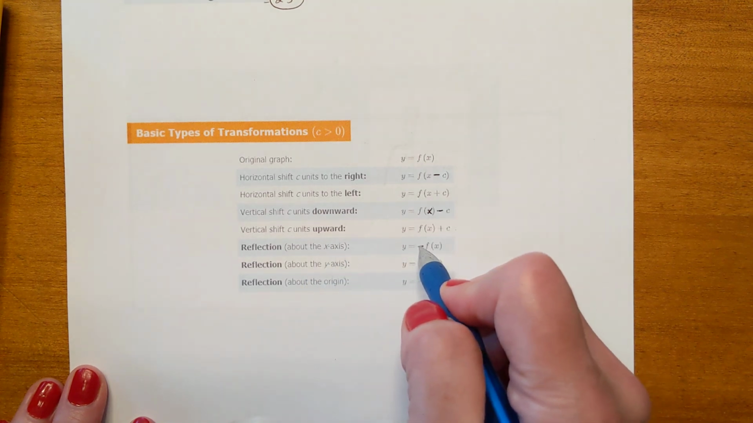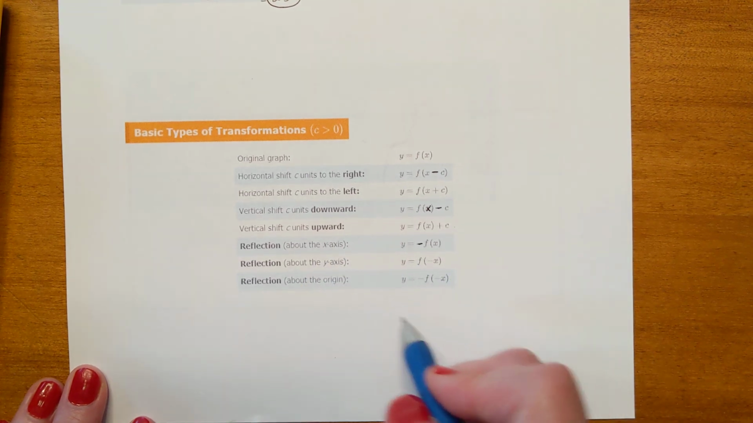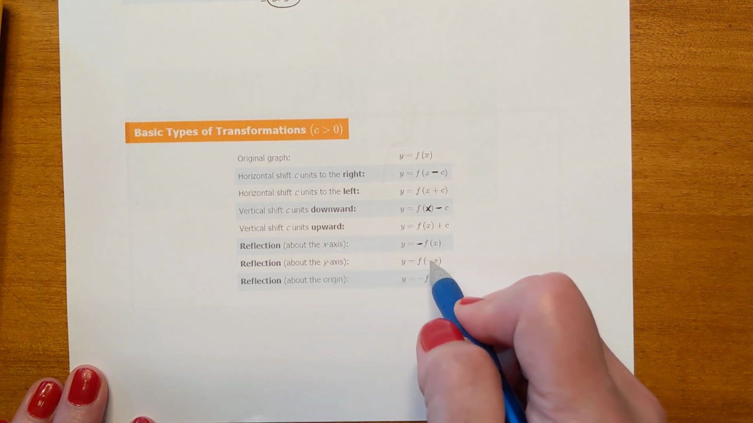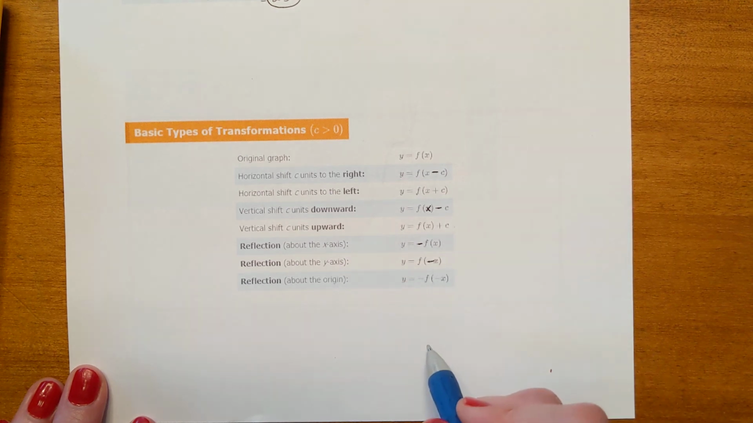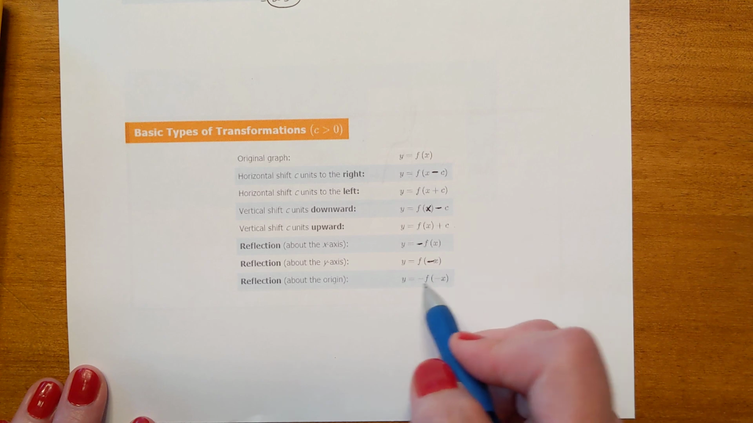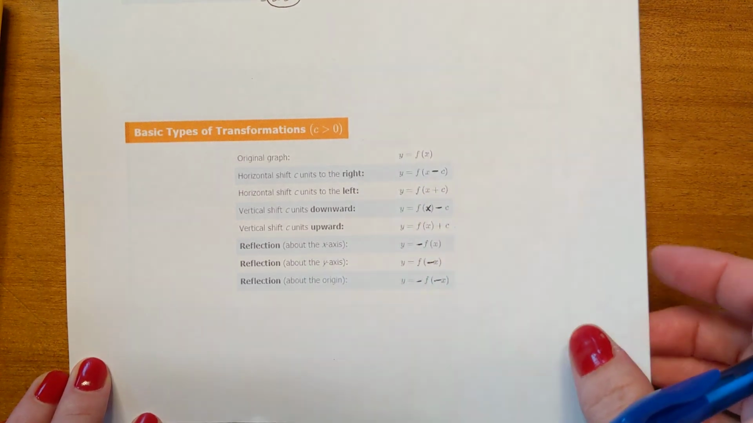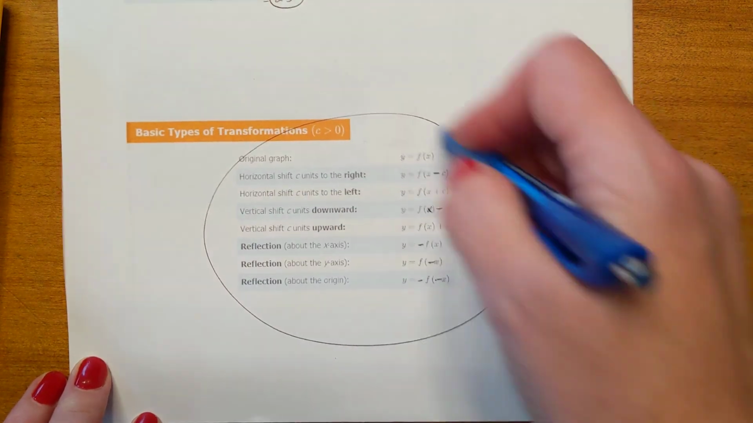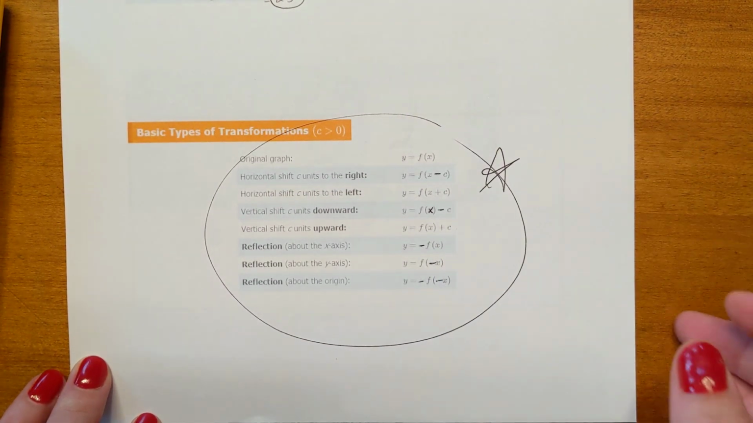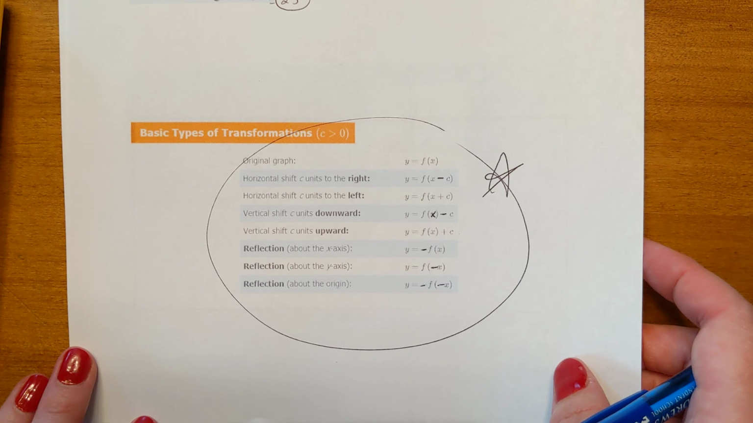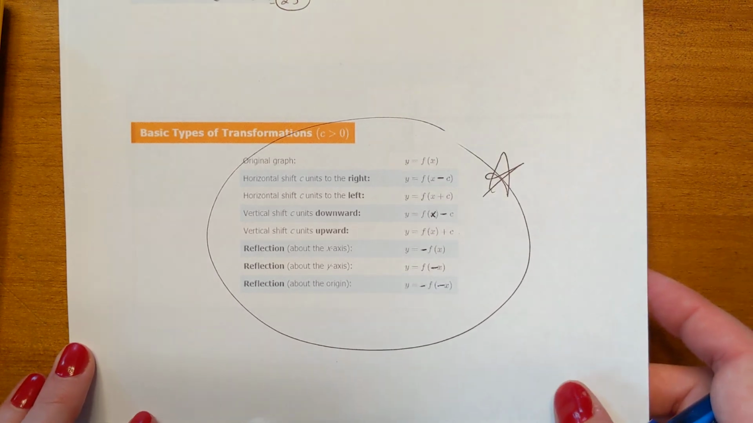Reflection on the x-axis if it's negative f of x. Reflection on the y-axis if it's f of negative x. And it's a reflection about the origin if they're both negative. That's something you're supposed to know. That would be flashcard time. Make some flashcards, or if you're Quizlet fans, make some Quizlets on it.